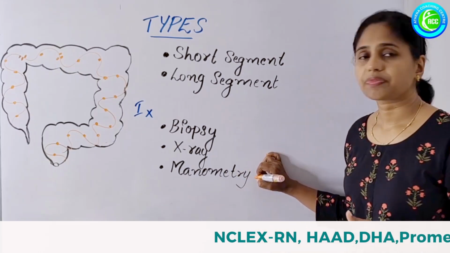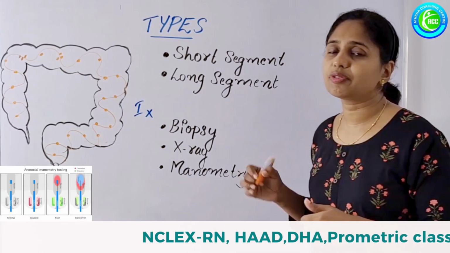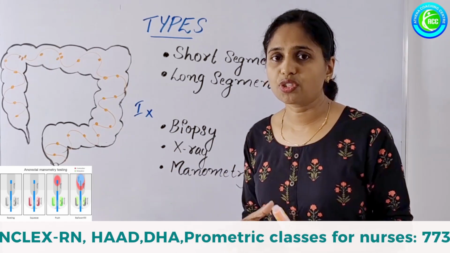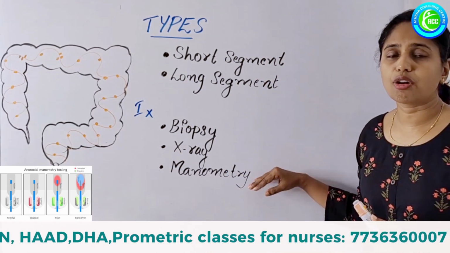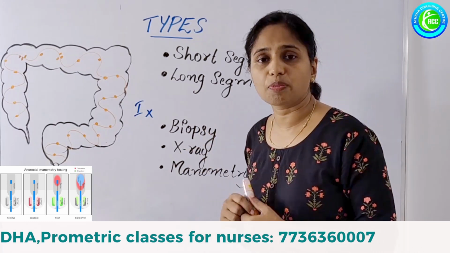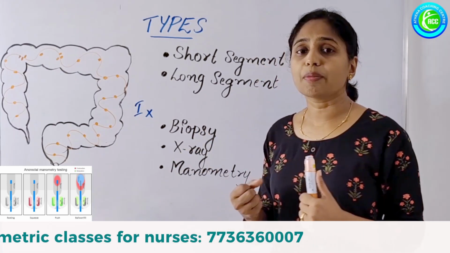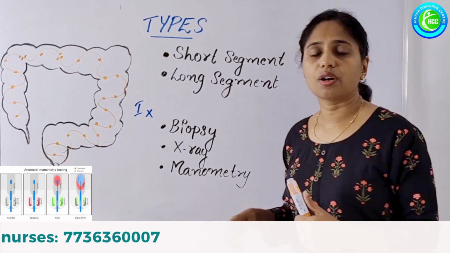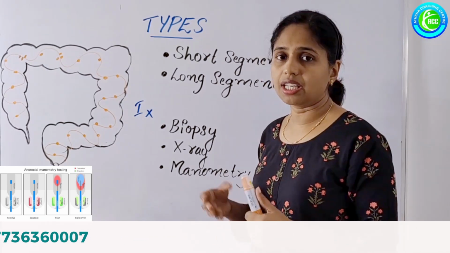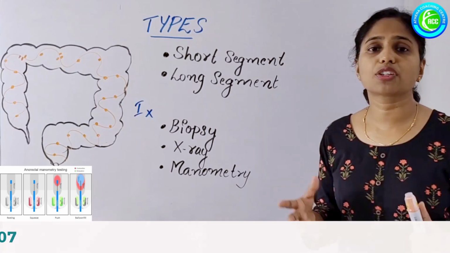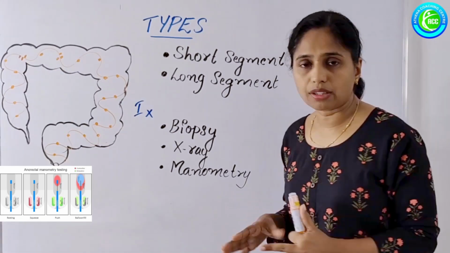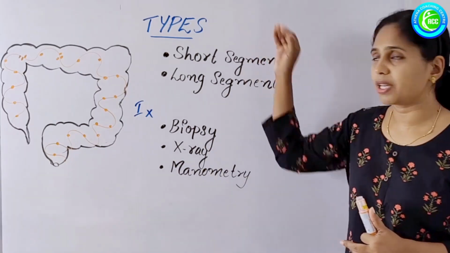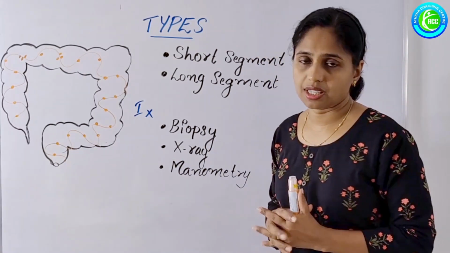And next is manometry. This is only performed in adults, which is not at all performed in children. And what happens in this, normally this manometry is performed to identify the muscle strain around the rectum and anus. In this, we normally inflate a balloon inside the rectum, and if that causes relaxation, which is quite normal, but if there is no relaxation, it is indicating a confirmation of Hirschsprung's disease.